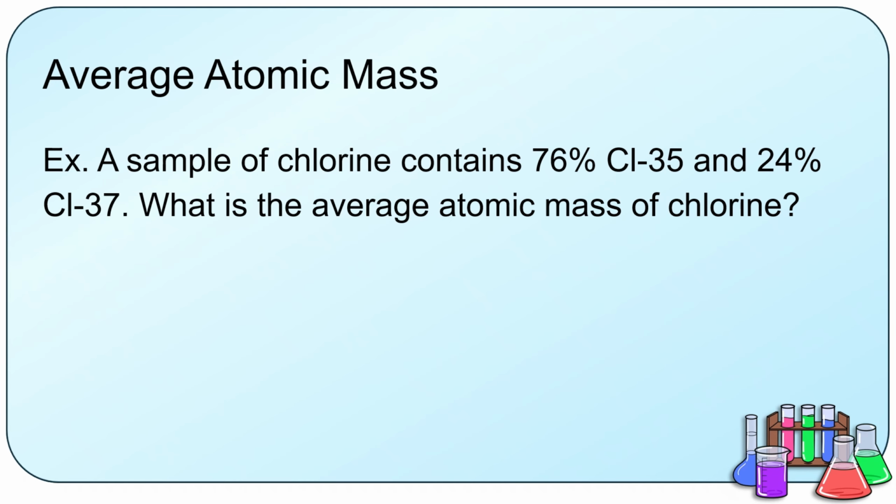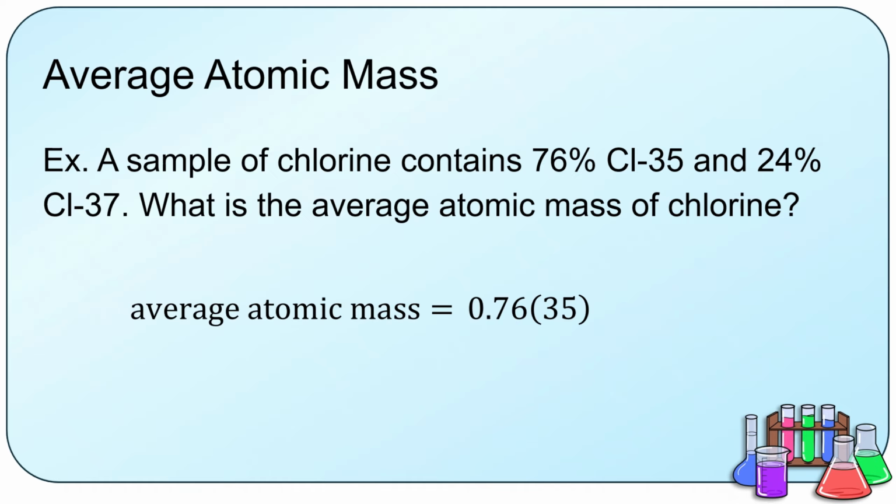Let's do an example. A sample of chlorine contains 76% chlorine-35 and 24% chlorine-37. What is the average atomic mass of chlorine? We're going to take the 76% and write it as a decimal, so 0.76. Then, we multiply it with the isotope mass, which is 35. Next, we do the same thing with the other isotope and add that. We'll add 0.24, which is 24% written in decimal form, multiplied by the isotope mass of 37. If we solve this equation, we'll find that the average atomic mass of chlorine is 35.48 AMU.